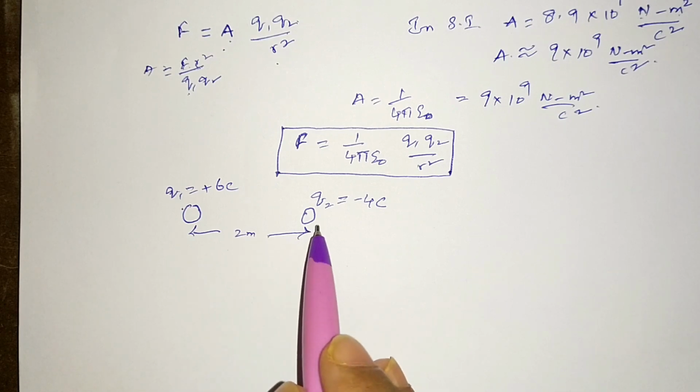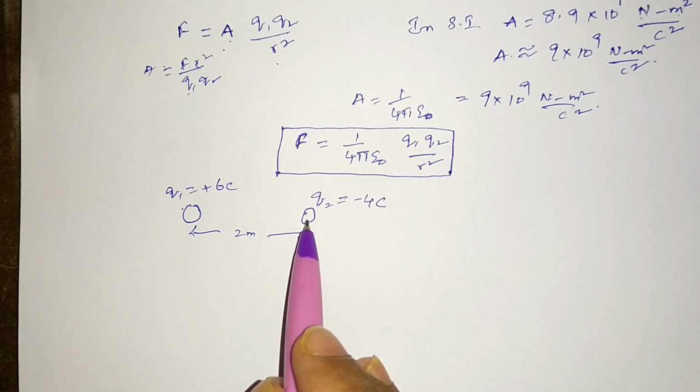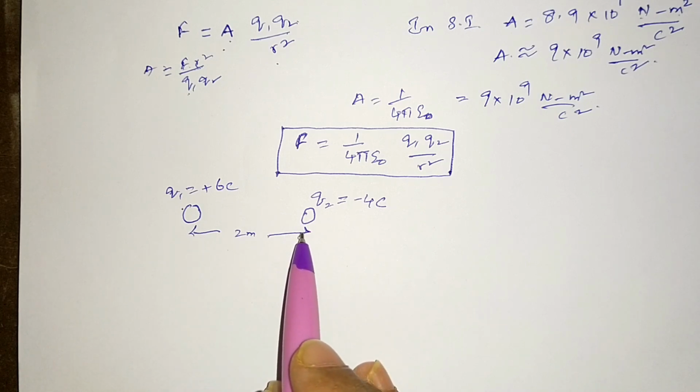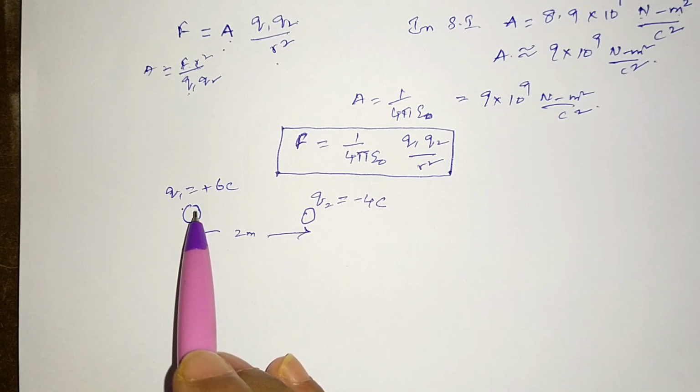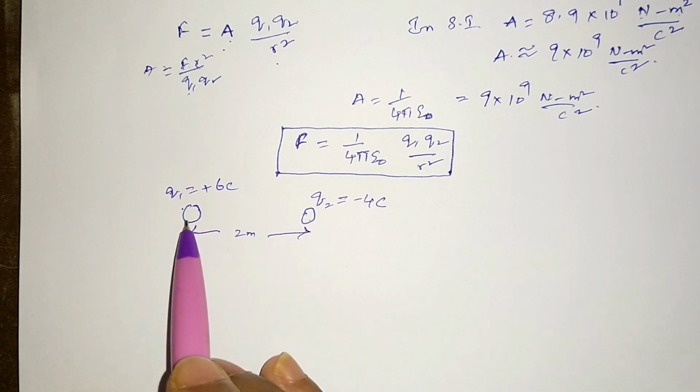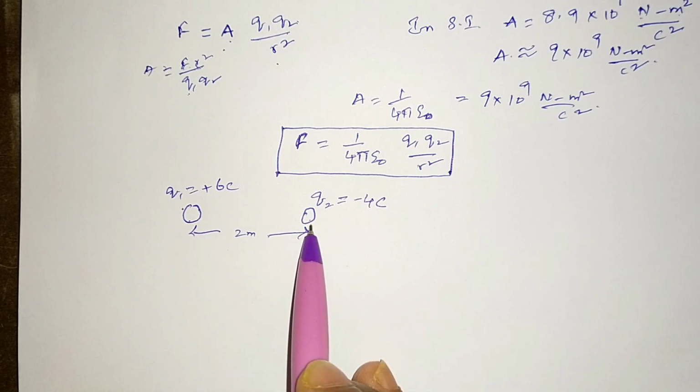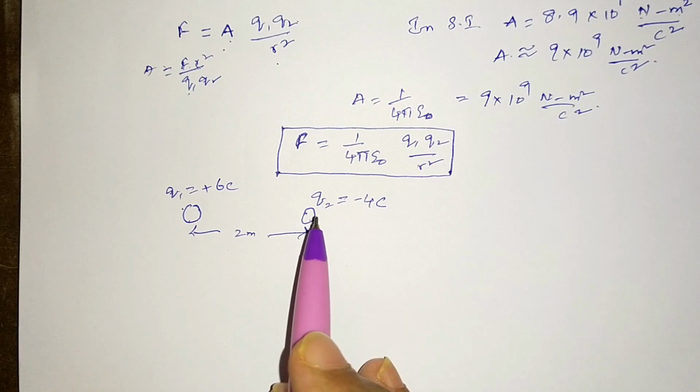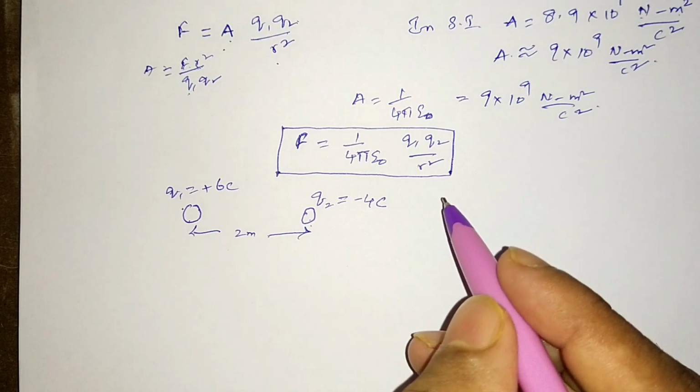Can you tell what kind of force this is? Is it attraction or repulsion? Very good. As these are two unlike charges, this is positive and negative, the force is attractive in nature. Now let us calculate the magnitude.